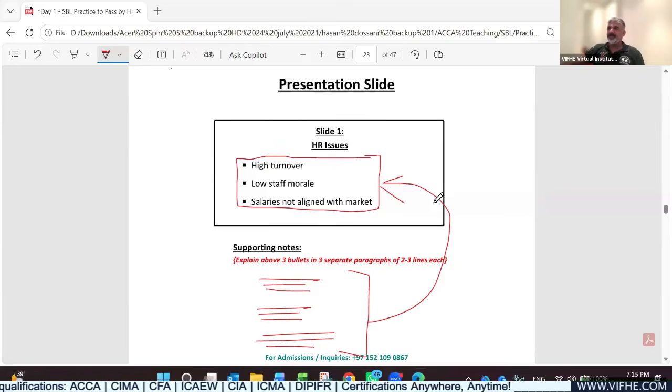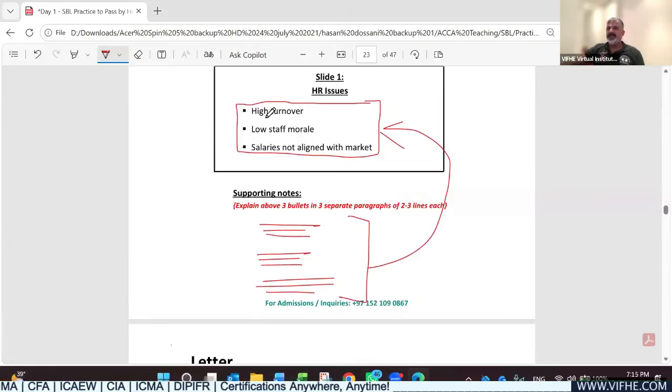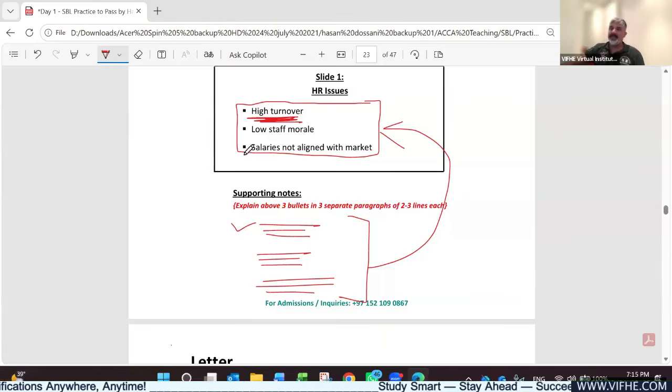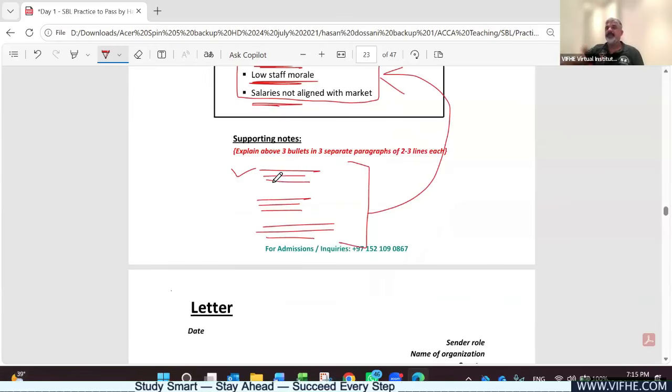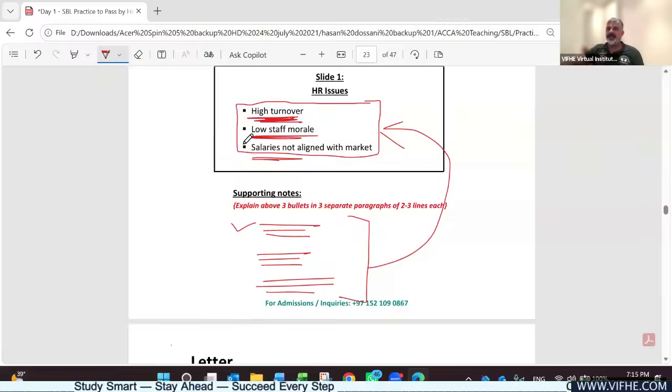Yes, these paragraphs should be sequential. For example, if the first bullet is high turnover, the first paragraph will explain what I mean to explain. The second paragraph would talk about low staff morale. That's the basic professional approach, right? So these paragraphs should be in the sequence of the bullets. Each bullet has its own separate explanation.